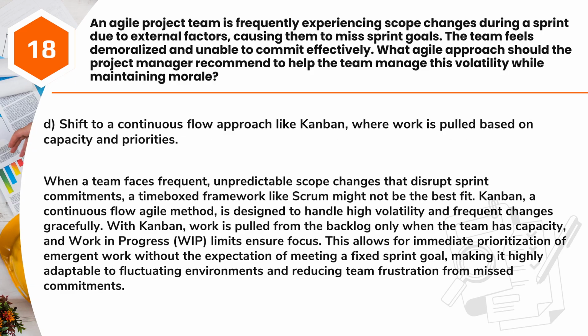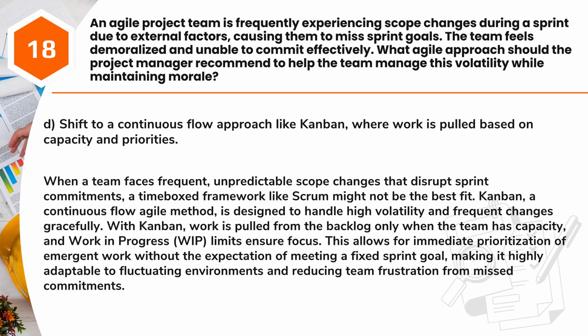Answer: D. Shift to a continuous flow approach like Kanban, where work is pulled based on capacity and priorities. When a team faces frequent, unpredictable scope changes that disrupt sprint commitments, a time-boxed framework like Scrum might not be the best fit. Kanban, a continuous flow Agile method, is designed to handle high volatility and frequent changes gracefully.